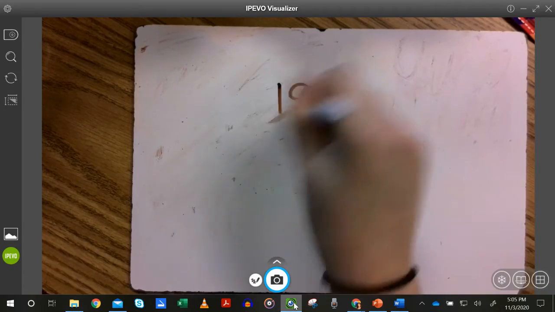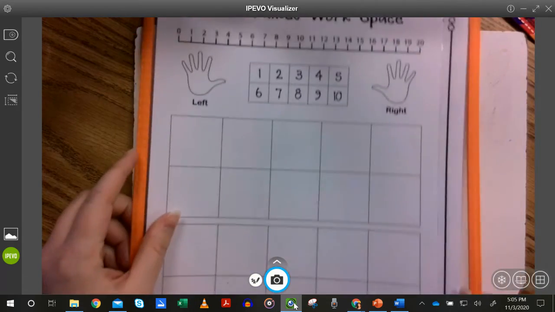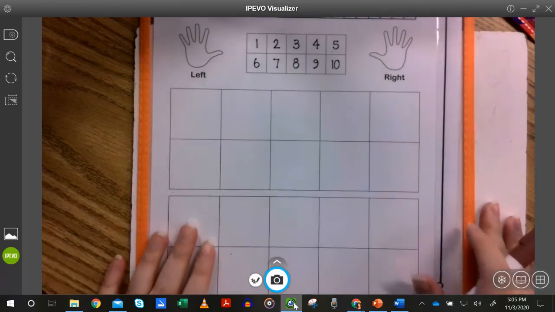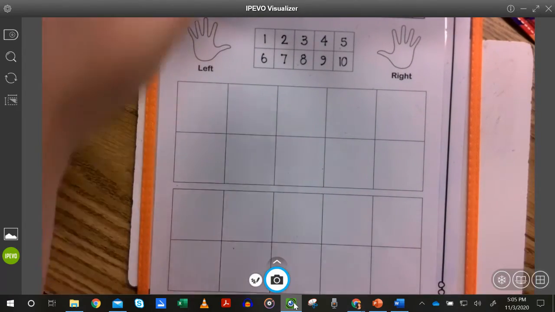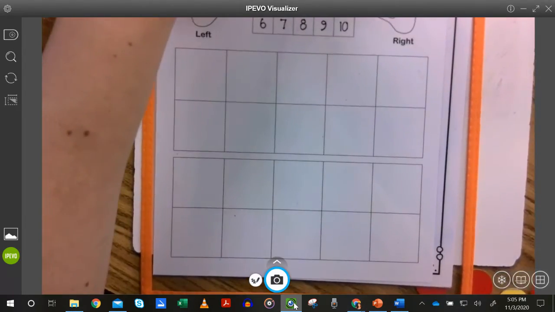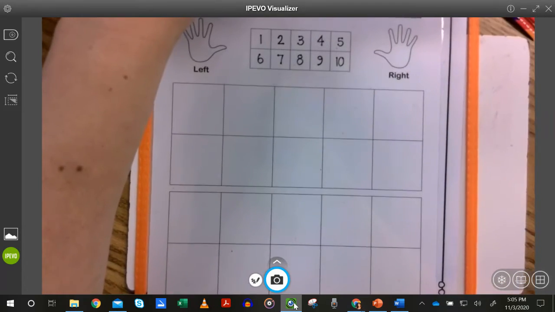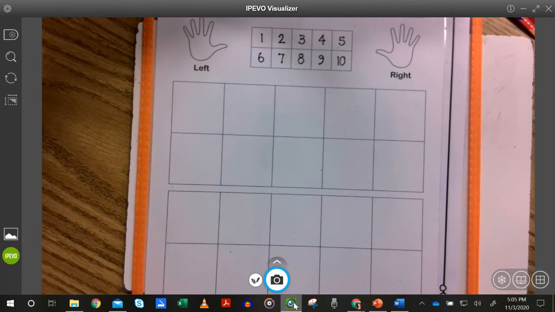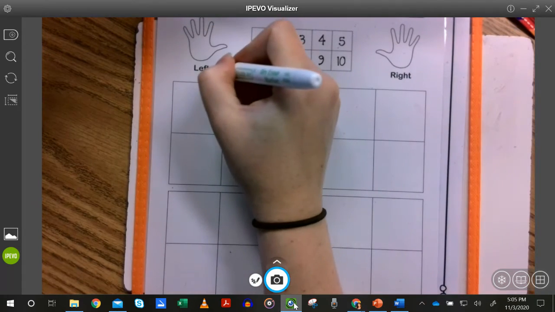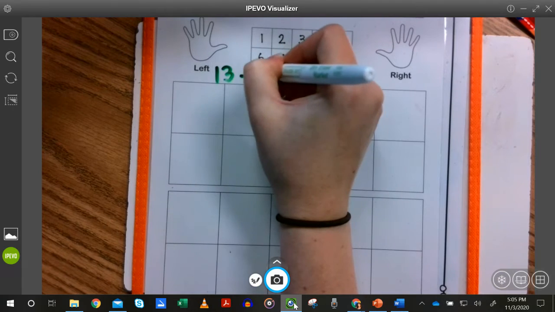Okay, so I'm going to erase that. We're going to look at a 10 frames here. So if you want to use your 10 frames as you work today, that might be a really good idea. Make sure we can see those numbers. Okay, so I have a question for you. It is 13 minus 9. Okay, so the question is 13 minus 9.